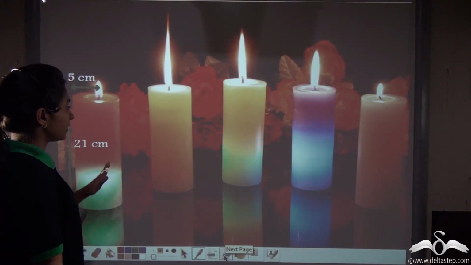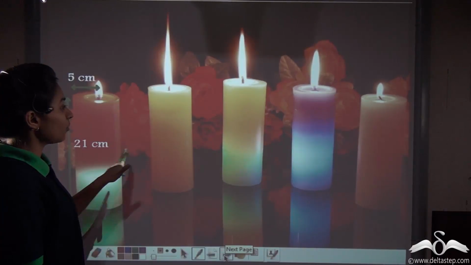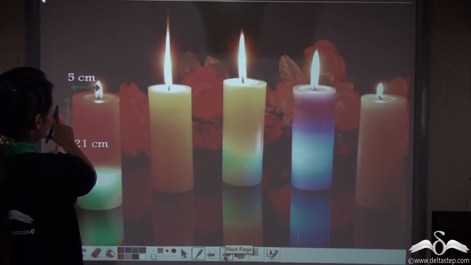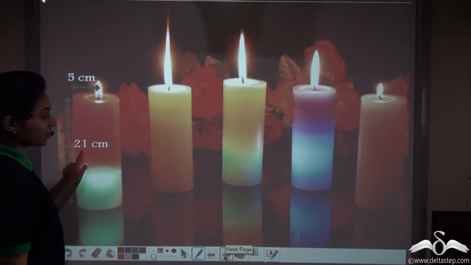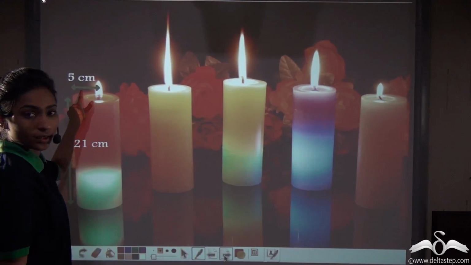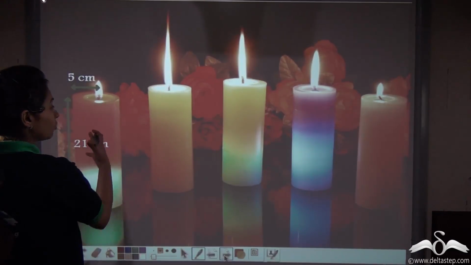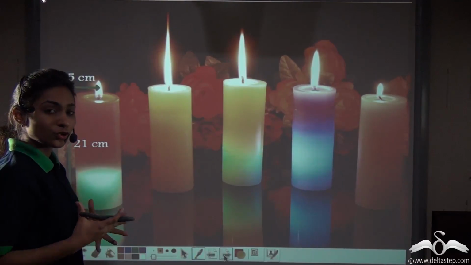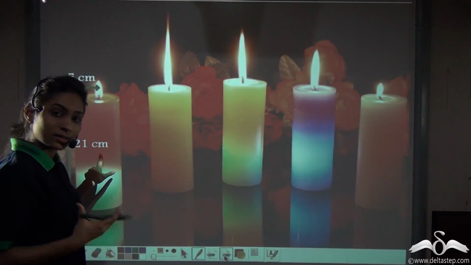Here you can see that these candles are in the form of a cylinder. Now if I tell you that each candle has a height of 21 centimeter and a radius of 5 centimeter, how much wax will I require to make these candles? Now for that, what do you need to do? You need to find out the volume of this candle. Do it yourself.